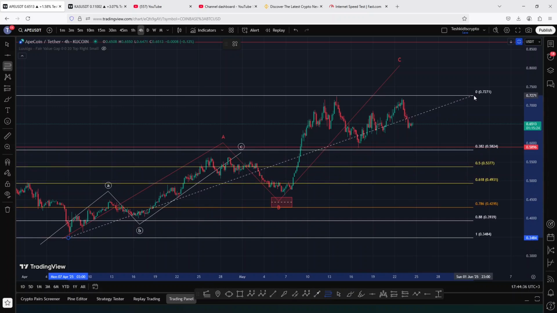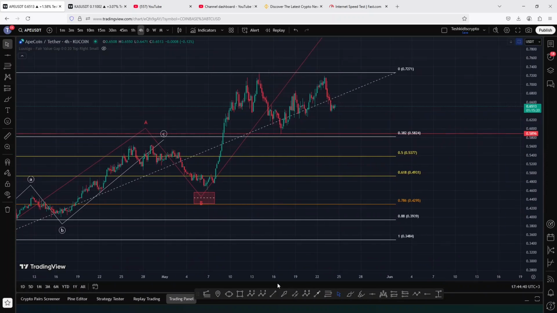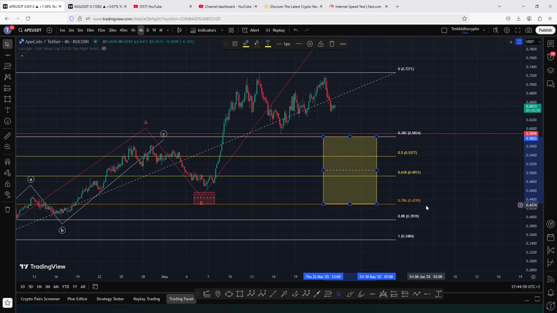And on so doing, the area that I will be paying attention to lies between the Fib level 0.382 and the 0.786, and that is between the 0.5824 and the 0.4295. And this area over here also needs to act as support.